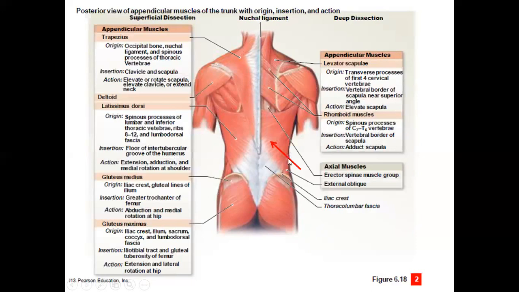And then inferiorly is the latissimus dorsi. So if you've ever been to a gym, you know what a lat pull down is. The lat pull down is focusing on the latissimus dorsi, this big, huge muscle here. And that latissimus dorsi originates here on the thoracic and lumbar vertebrae, but inserts on the humerus. So if you raise your hands up over your head and pull like you're pulling down on a bar in the gym, the lat pull down, that's working your latissimus dorsi. And those are the muscles that originate on the trunk but move the upper limbs.